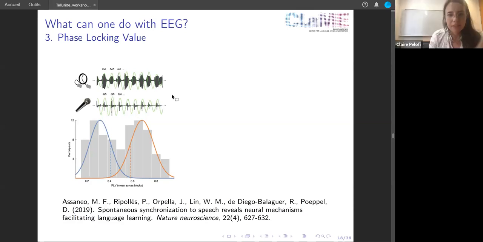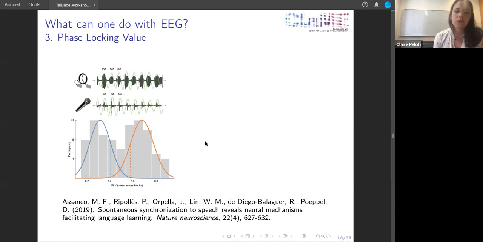Okay. And yeah, this is one high synchronizer. So another participant that is typical of the second peak in the bimodal distribution. You can see that in the second case, the speech is much more regular and feels like it's tracking something rhythmic.